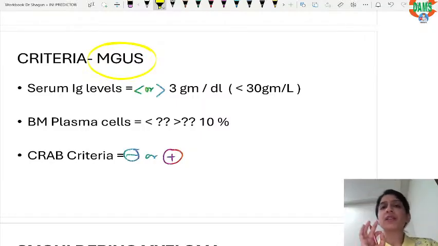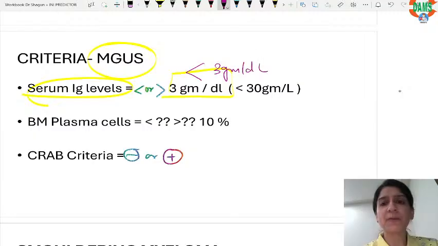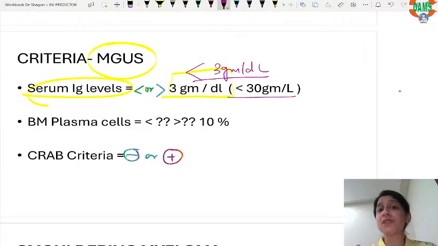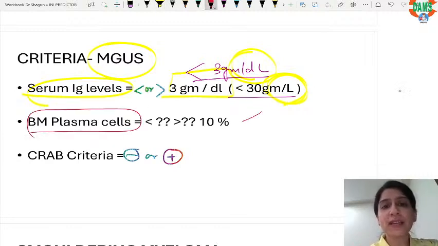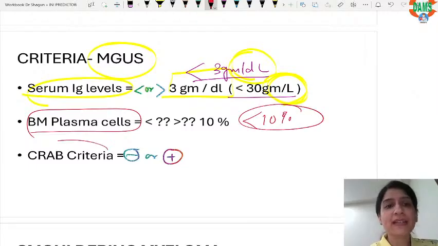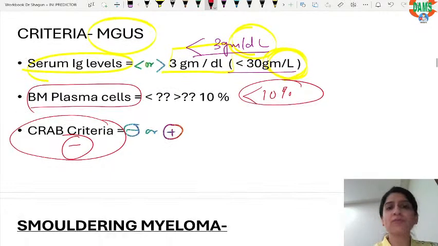To call a patient a patient of MGUS, my serum immunoglobulin levels should be less than 3 grams per deciliter. Look at the unit. Either the question will say less than 3 grams per deciliter or less than 30 grams per liter. Do not make a mistake. Do not get confused, right? Look at the units here. Next, bone marrow plasma cells should be less than 10%, and CRAB criteria should be completely absent. If all three things are met, I will say that this patient falls in the category of MGUS.